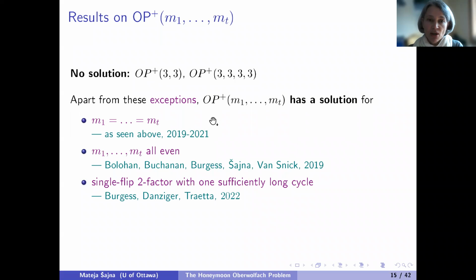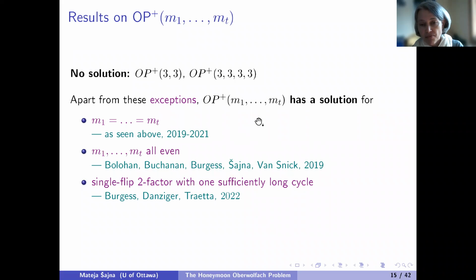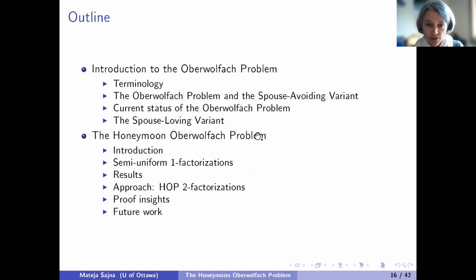It was at the time when I was working on the spouse-loving variant that I came up with this idea. Well, okay, so we have these loving spouses, but what if they're actually really crazy about each other and want to sit next to each other every single time, not just twice, but every night? And at the same time, they also want to get to know others and sit next to everybody else exactly once. So that was the idea behind the Honeymoon Oberwolfach problem.